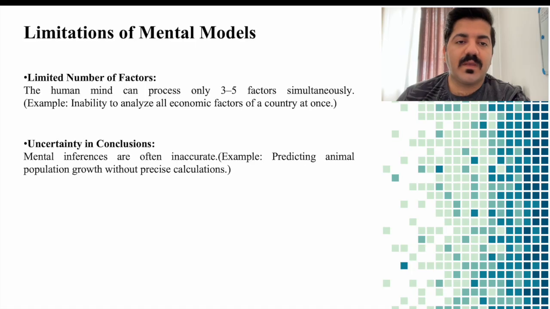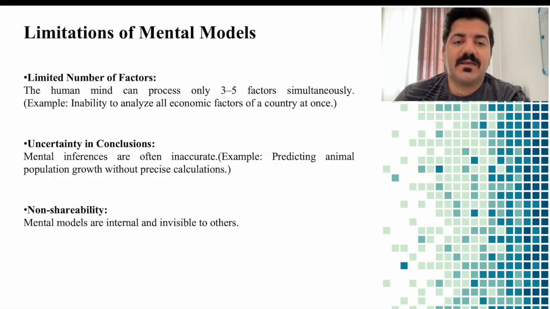Number two, they are guesses, not facts. Your brain jumps to conclusions that might be wrong. For example, thinking more rain equals more frogs without real data. Number three, stuck in your head. Others can't see your mental model unless you explain it.